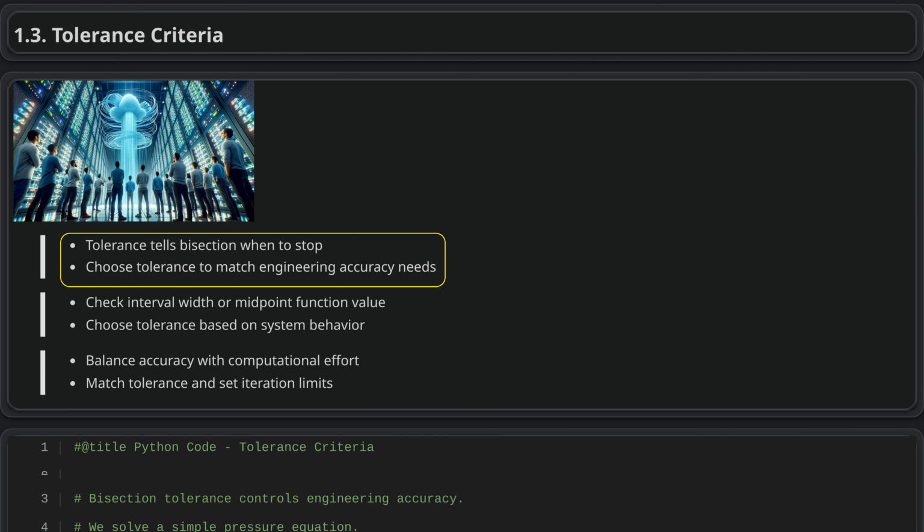In the bisection method, tolerance should balance accuracy, effort, and reliability. If it is too loose, the method may stop too early and give unreliable results. If it is too tight, it may waste computation beyond the quality of the data. A practical tolerance should match the scale and uncertainty of the problem, and it should be used with a maximum iteration limit to prevent unexpected issues.